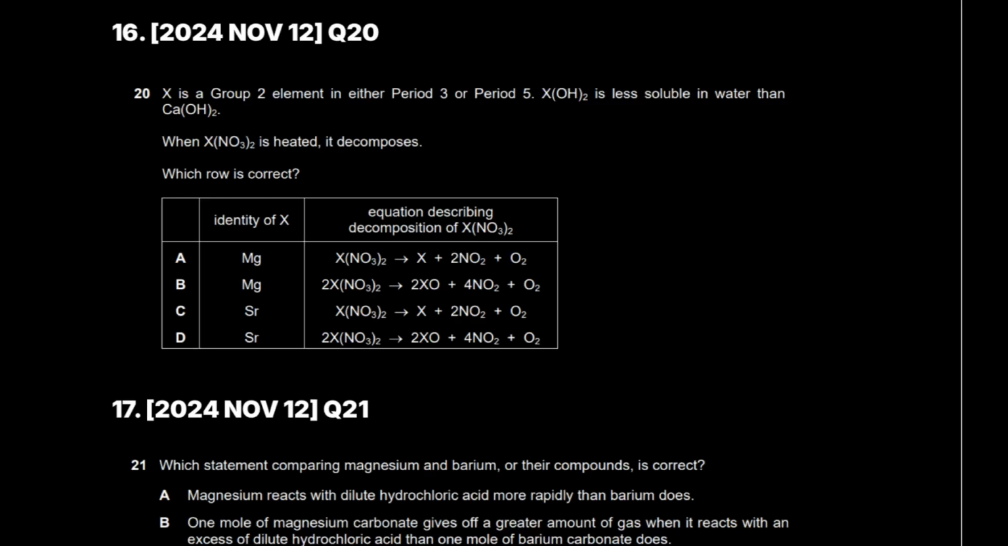So if you look at question 16, it says X is a group 2 element in either period 3 or period 5, and its X(OH)2 is less soluble in water than calcium hydroxide. When X nitrate is heated, it decomposes. Which row is correct? So it can be in period 3 or it can be in period 5.